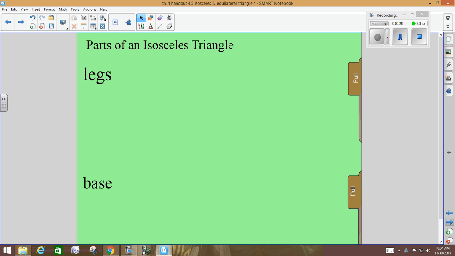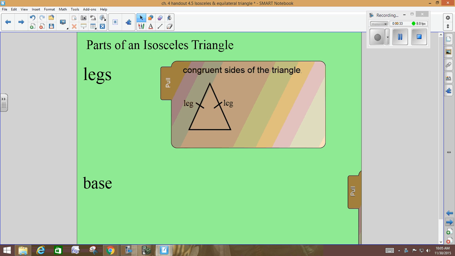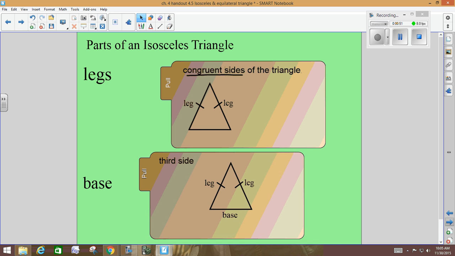But back to your isosceles there at the top. Isosceles triangles have parts. The legs of an isosceles triangle are the congruent sides. So the two congruent sides of a triangle are called the legs. You all have two legs. The non-congruent side, or the third side, is called the base. So the three sides of an isosceles triangle are two legs and a base.